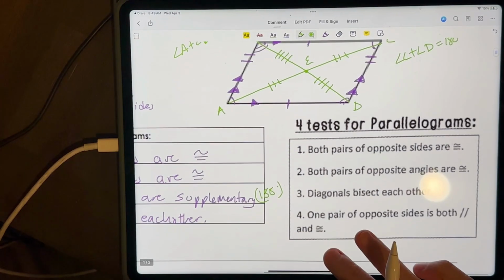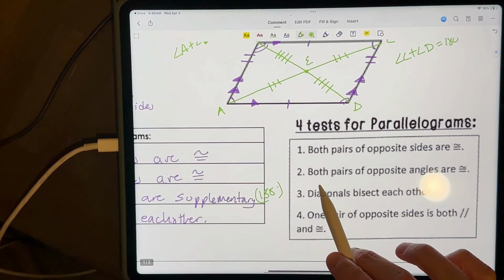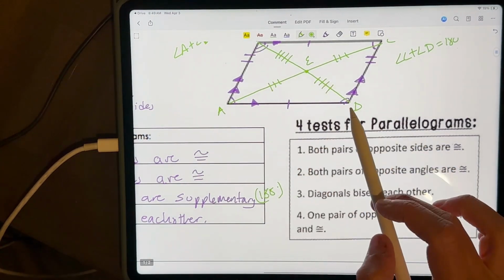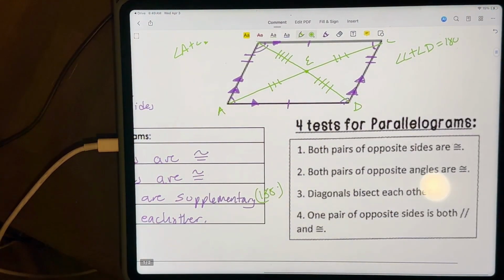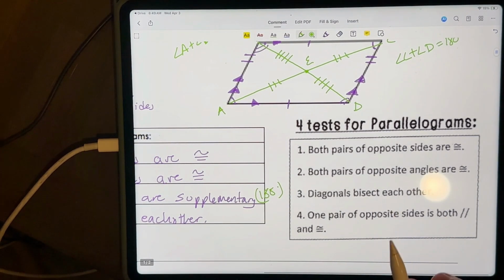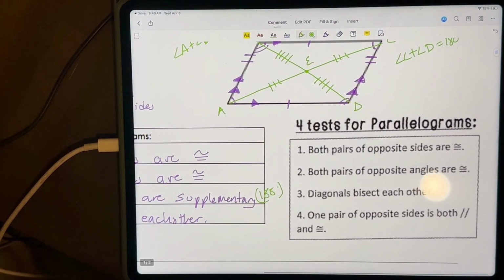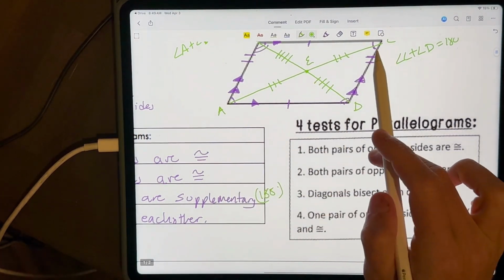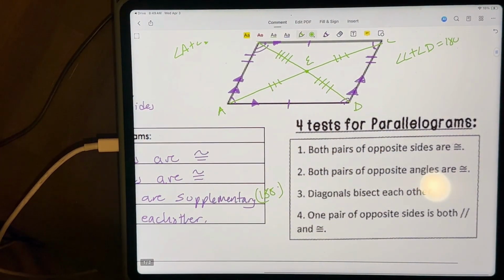Okay. Both pairs of opposite angles are congruent. So again, B and D would match, A and C would match. If all those were given to you, you can prove that it is a parallelogram. Diagonals bisect each other. Okay, that's obvious if the diagonals are both cut in half. So AE matches EC and EB matches ED, then you're good. And the last one is one pair of opposite sides is both parallel and congruent.